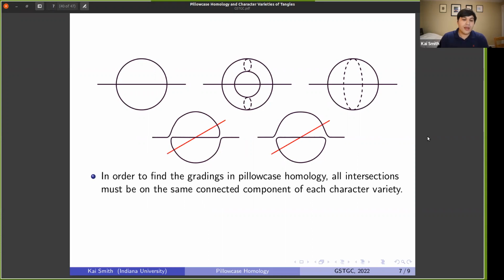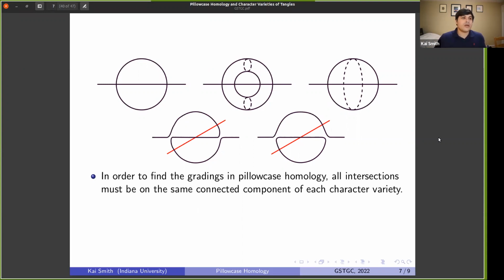So if we want to calculate the gradings from the pillowcase picture, we want all the intersections to lie on the same connected component of both character varieties. So in this left example, these three intersections, I can grade them because they all lie on the same component of the black character variety and on the same component of the red character variety. On the other hand, on this right example, these two intersections, I can't figure out their relative grading because they lie on different components of the black character variety.